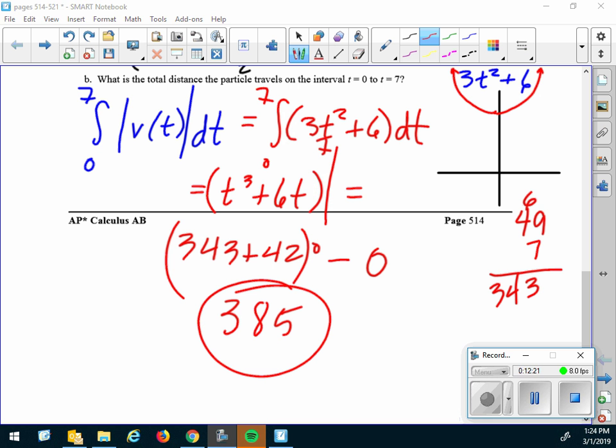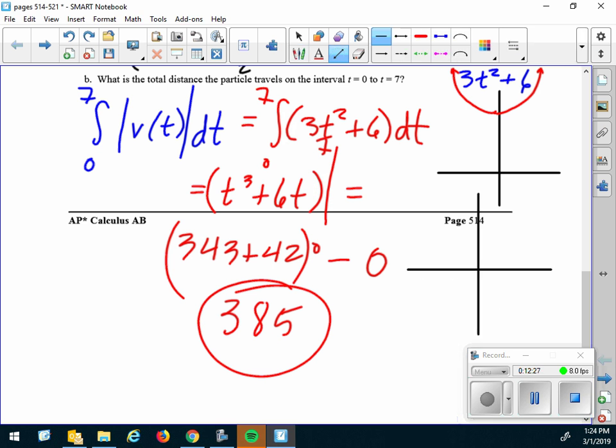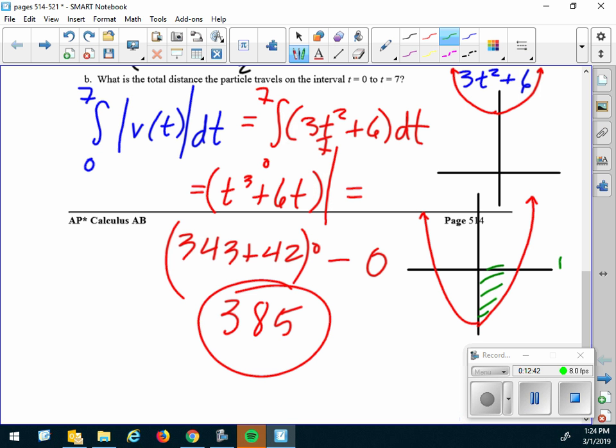If this had been 3t squared minus 6, where the graph would have gone like this, and we're integrating from 0 to 7, we'd be integrating this, and then all the way up to there. I would have to use an absolute value because some of this region is below the x-axis, which means you could not do it by hand. You would have to have the calculator. Good question. Okay, we're good? Next page.